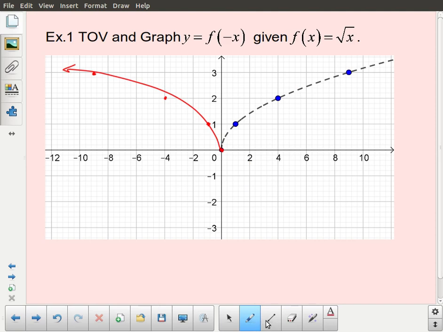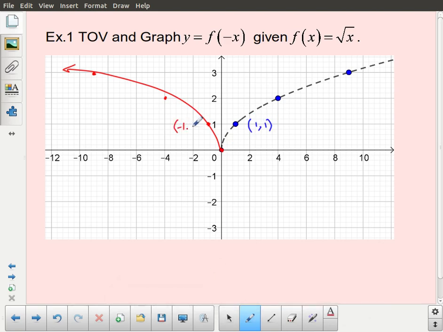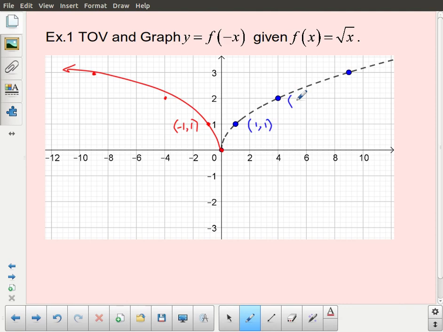A little bit more specifically, what I'd like you to see is the fact that this first point, which was the point (1, 1), well, where has it gone? It has gone over here to (-1, 1). Notice that the x-coordinate has changed from 1 to -1, but the y-coordinate is the same. And we could do the same thing. This point is the point (4, 2), and this is the point (9, 3).